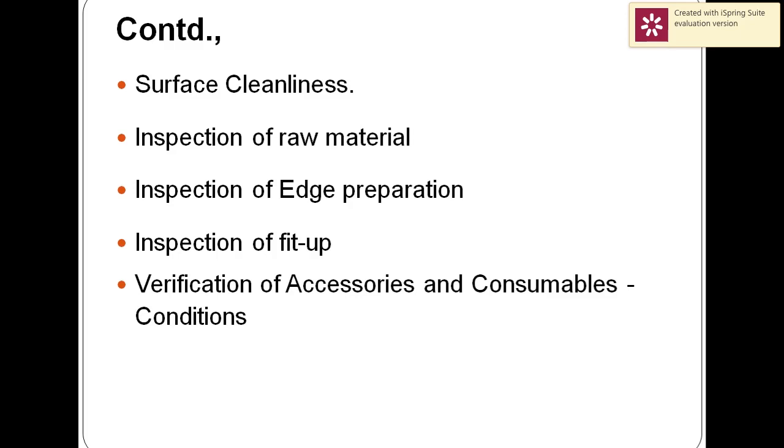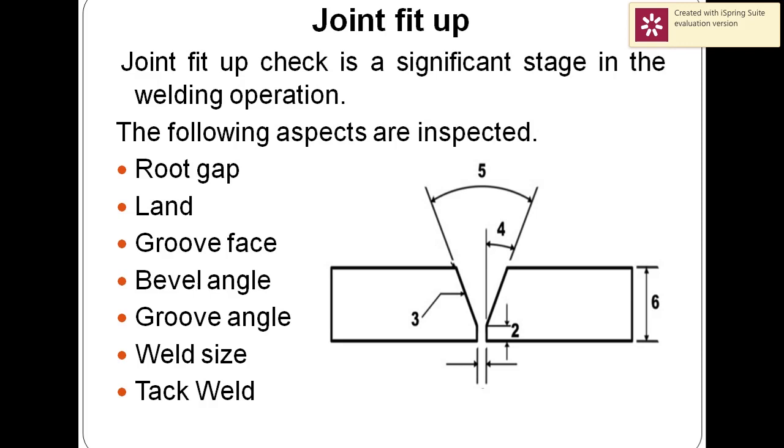Already we said inspection of edge preparation; next, inspection of fit up. Inspection of fit up is a very important thing. Once you have confirmed the accessories and base metal of the welded joints, then you go for the weld fit up. Weld fit up is the initial stage of welding. So what are the things you have to consider for weld fit up? Weld fit up is sometimes called joint fit up. Joint fit up checks are a significant stage of the welding operation. The following aspects are to be checked.